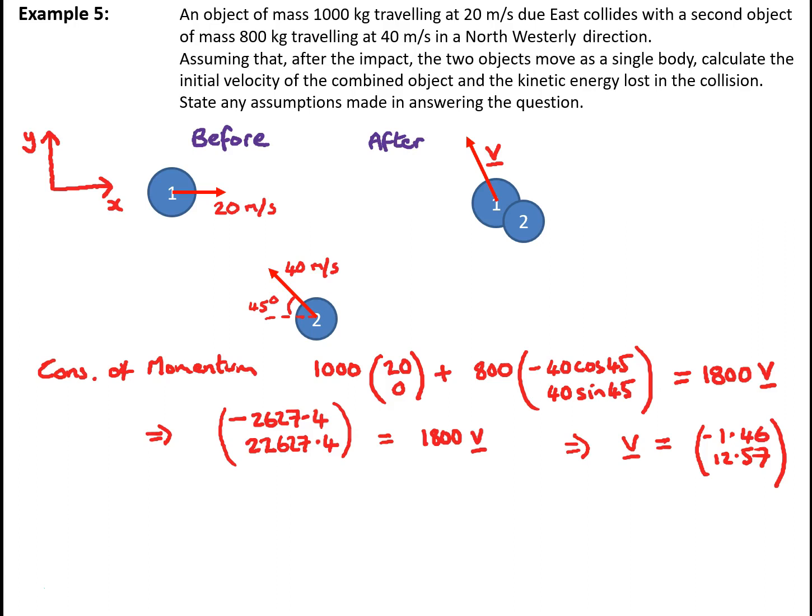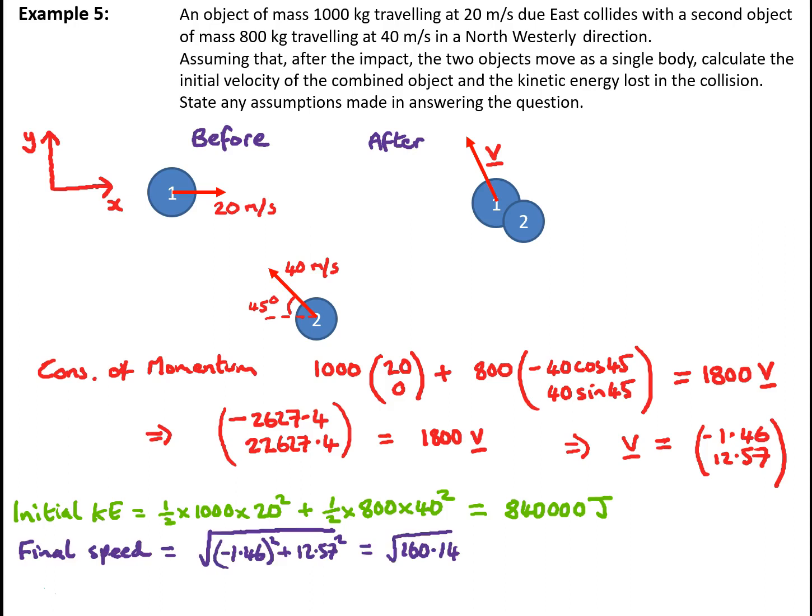Now, if we wish to find the kinetic energy lost in the collision, we need to find the initial kinetic energy of the system, which is a half times 1000 times 20 squared, plus a half times 800 times 40 squared, which gives us 840,000 joules. The final speed of the two objects is the square root of minus 1.46 squared plus 12.57 squared, which gives us a square root of 160.14.